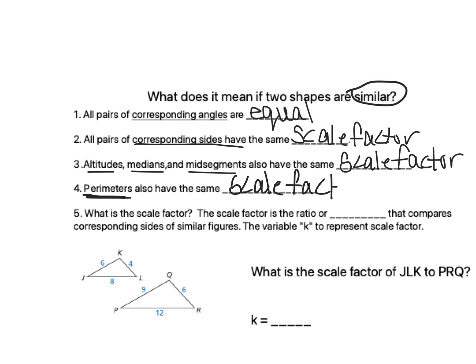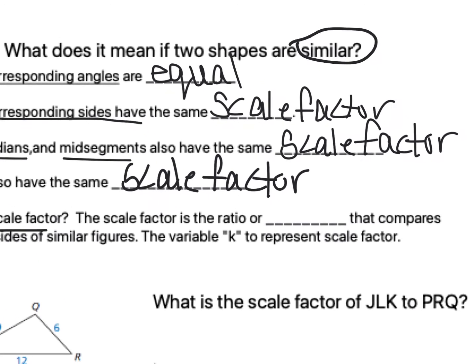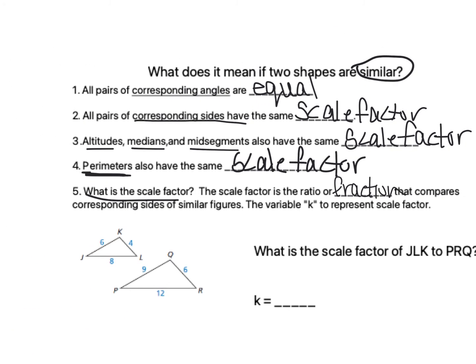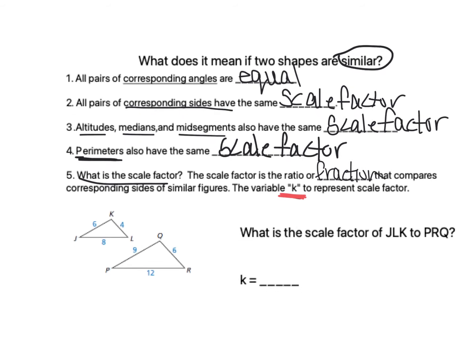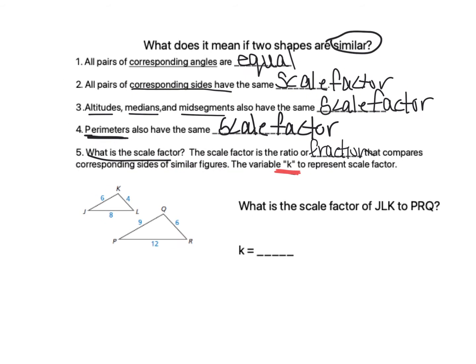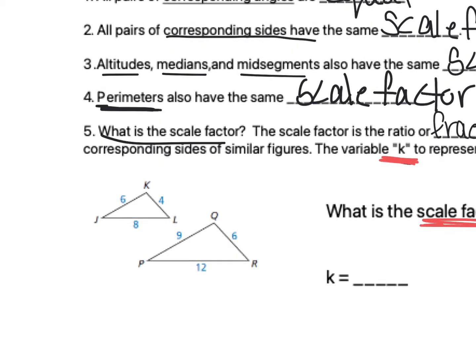So then the question is, well, what in the world is a scale factor? Okay, so what is a scale factor? The scale factor is the ratio or fraction. Remember, a ratio is just a fraction that compares corresponding sides of similar figures. We use the variable k to represent scale factor. Kind of like we use m for slope, we use k to represent scale factor. So if we look at these two triangles, they are similar to each other, and it says, what is the scale factor? Well, let's look at our pairs of corresponding sides.